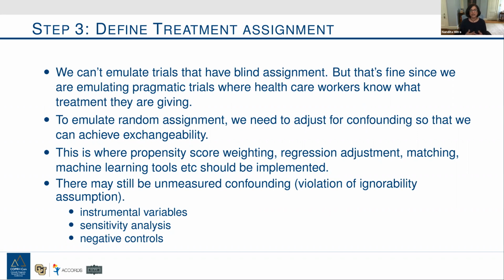And this is where propensity score weighting or regression adjustment or matching or other machine learning tools could be implemented. And there, of course, could be unmeasured confounding that you need to deal with, again, to emulate random assignment. So you may want to think about instrumental variables, using maybe negative controls or sensitivity analyses, but different ways to think about confounding.